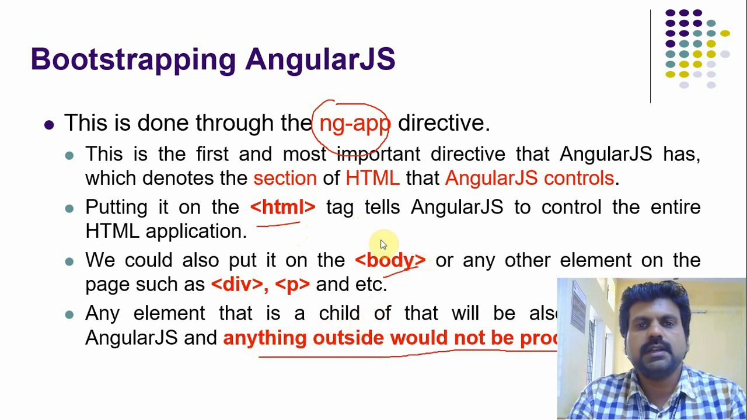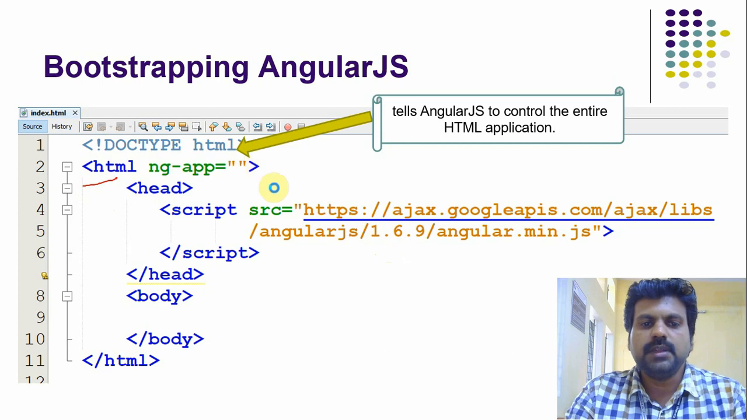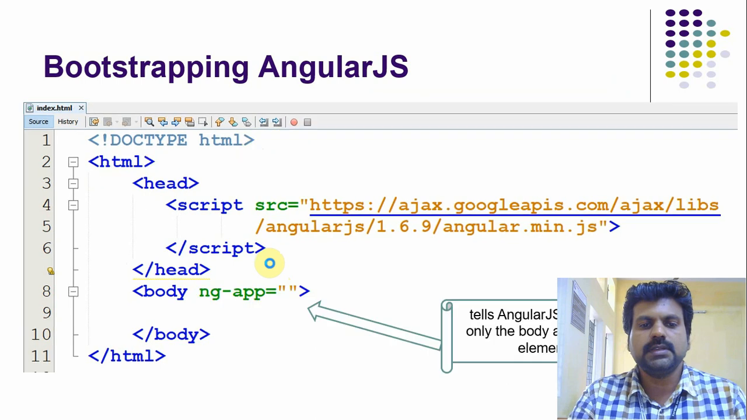Now let us understand how to include it. These directives can be included as an attribute of an HTML tag. For example, in the html tag we have ng-app. Initially we can keep it empty; later I'll tell you what value we are supposed to pass here. Now it will tell AngularJS to control the entire HTML application.